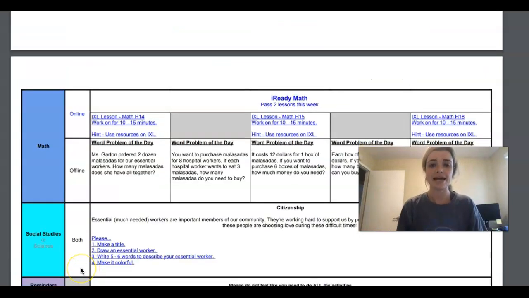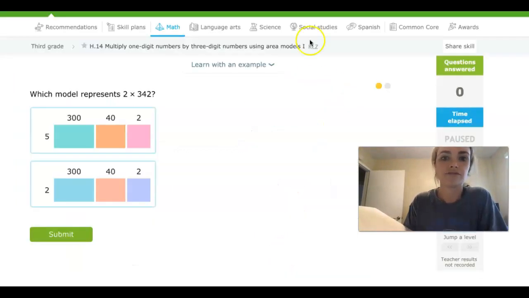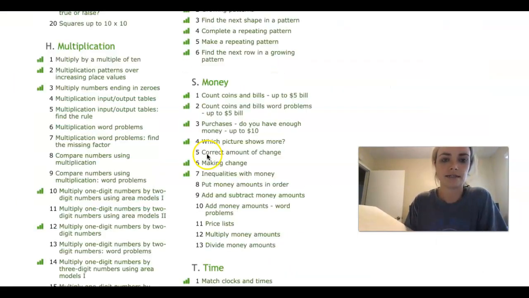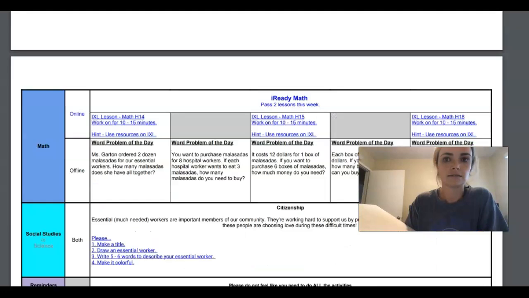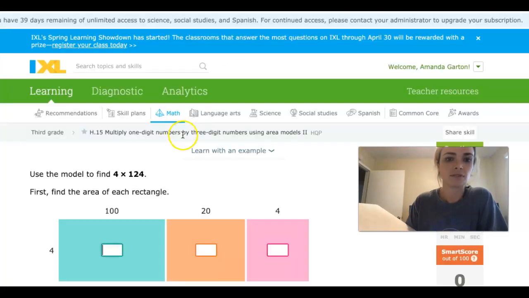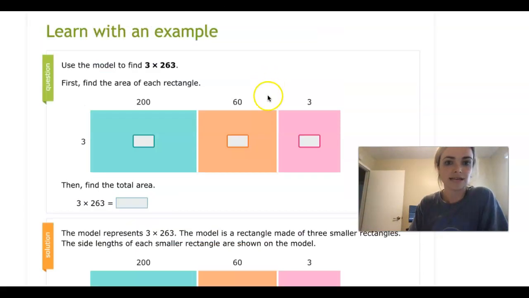The next thing that we have, so today is Wednesday, so you have your 2 iReady math lessons for the week, and your next thing is you do have iExcel today. So I do want to pull up the iExcel because yesterday you had a break from it. So for today, it's very similar to what you guys did on Monday, but we're doing H15. So I already have it pulled up right here. Yep, H15. Okay, so remember you have this learn with an example. I can click down, use that as a tool to help me.